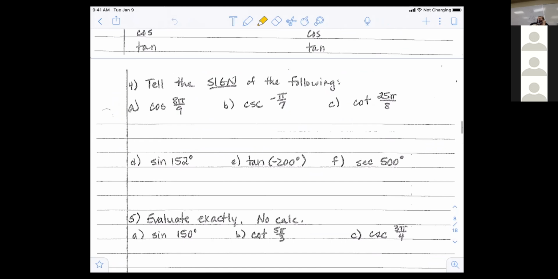Number 4 says tell the sign, which means tell if it's positive or negative. And what we're going to do is let's do the degrees first, right? We're all more comfortable with degrees. Let's go to degrees.